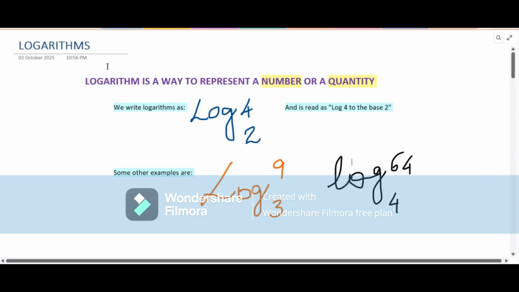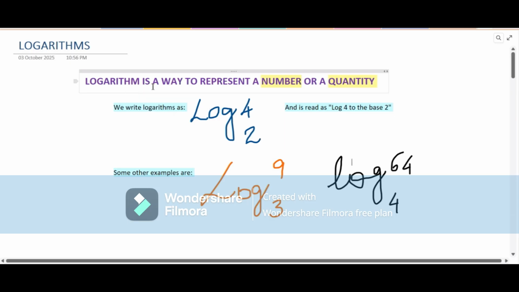Hi guys, today in this video we are gonna learn about logarithms. What a logarithm is, what does it represent, and what is the purpose of using a logarithm.